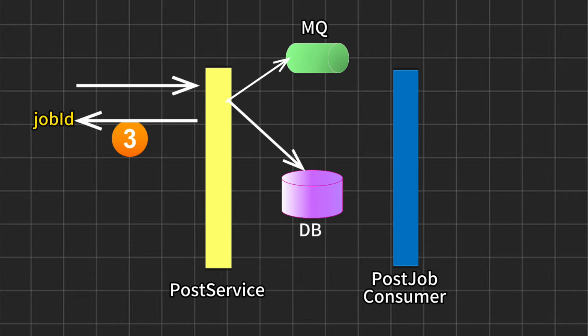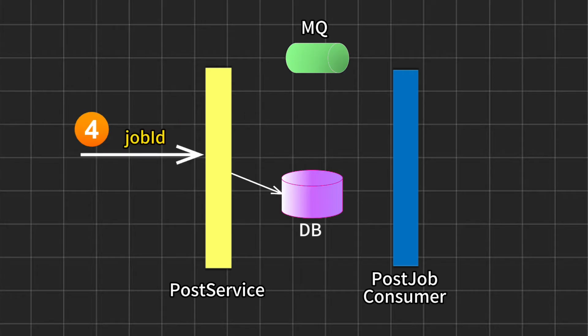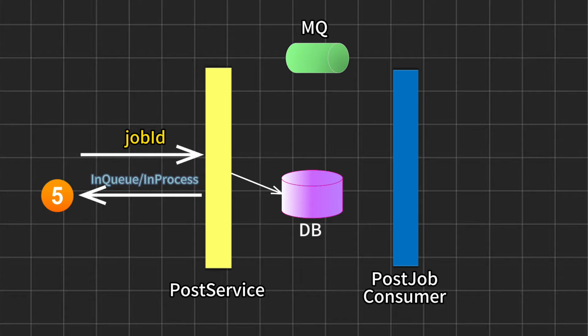Since inserting data into the database and MQ involves lightweight operations, the job submission process is quick and does not block the front end. 4. The front end, having received a job ID, periodically polls the post service to check the job's execution status.